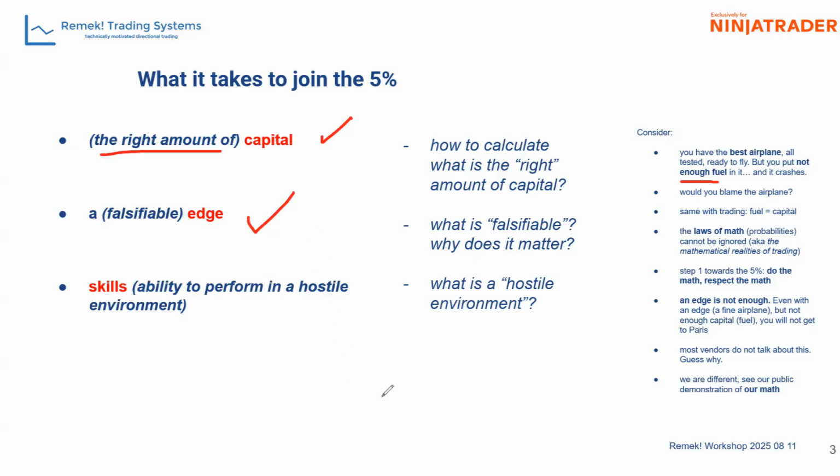Now we do have an edge, and the edge is a mathematical advantage. Like just a minute ago, we saw the formula of how to calculate the edge. So basically, the edge is all about we have to make more than what we lose. That's over a large sample size, many trades, not 10 trades, not 50 trades, 5,000 trades. And what is this word falsifiable?